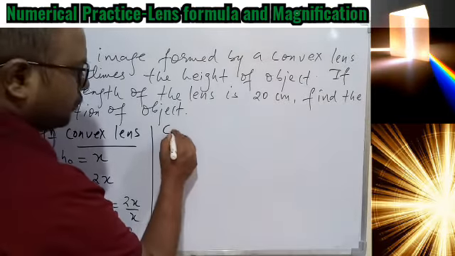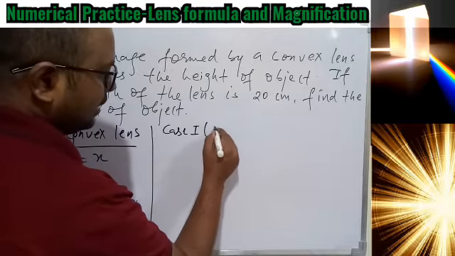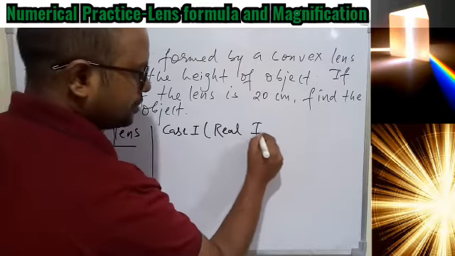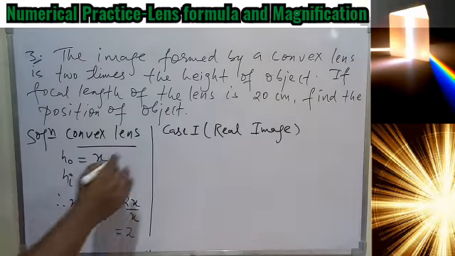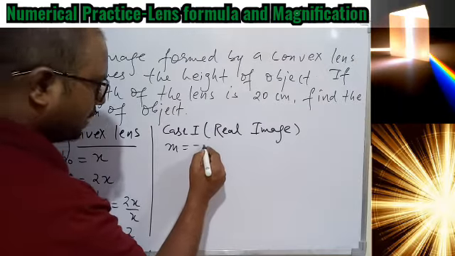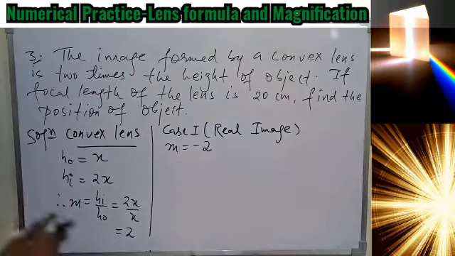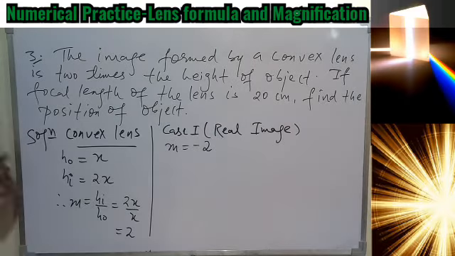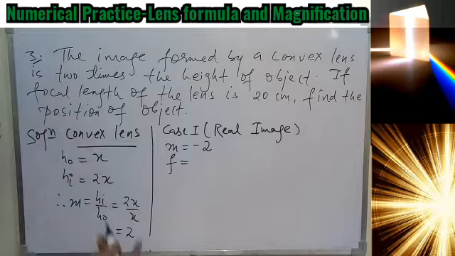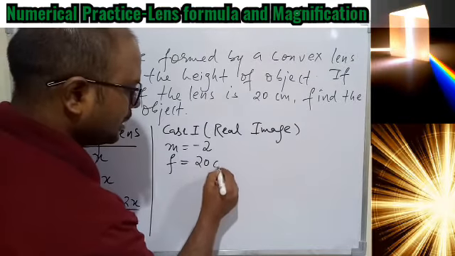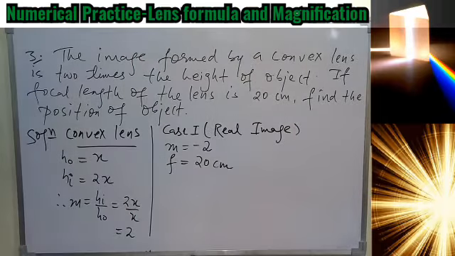So we'll go for case 1. Let image be real. Okay, so real image. So if the image is real, very first magnification will be -2, because for the real image magnification is taken negative. Focal length is given to us how much? 20 centimeter, and for the convex lens we take it positive only. Okay, and nothing else we have. Let's try to solve it with the help of the statement given to us.